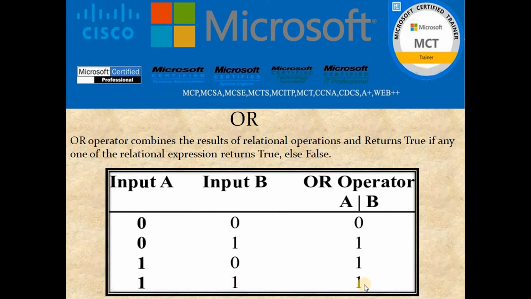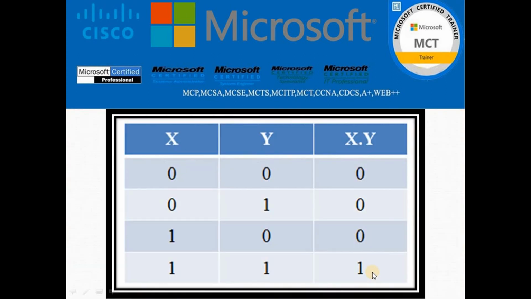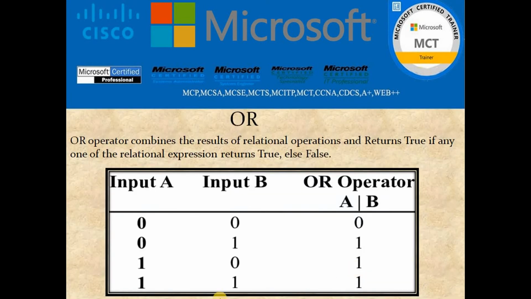So if you compare the AND and OR operators, this is just reversed. In your AND operator, you'll find only one as a true. Have a look over here. See, only one as a true when both the conditions are true in the AND operator. Whereas in the OR operator, if any of the inputs is true, the output will also be true. So this is the second type of operator that we find, in the form of OR.